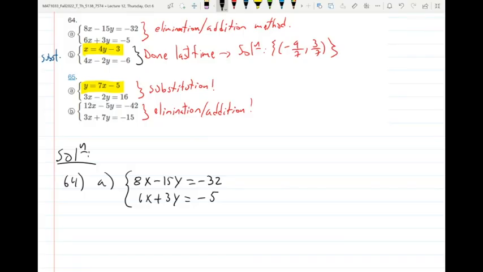Now, that seems like a little bit more work because I have to modify both equations. I would rather modify one. So I'm going to go with the y. I will eliminate y, okay? So this is the thought process that you should have.